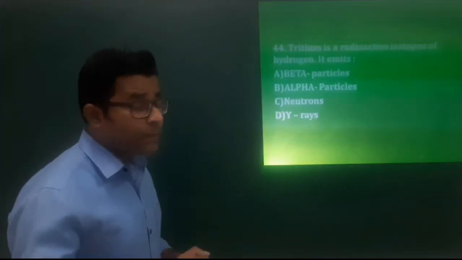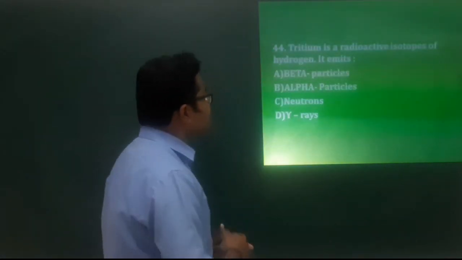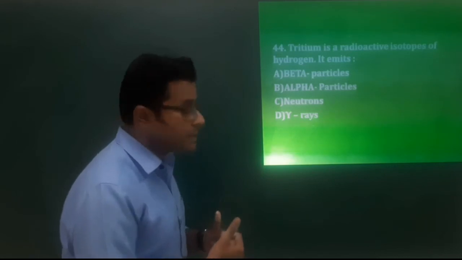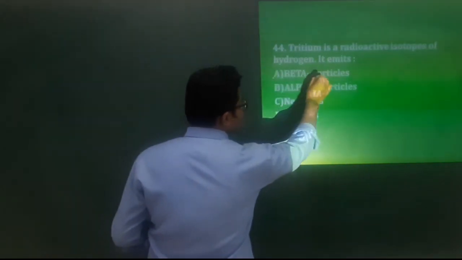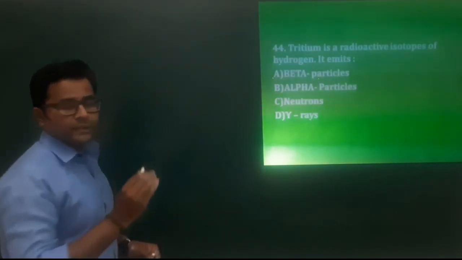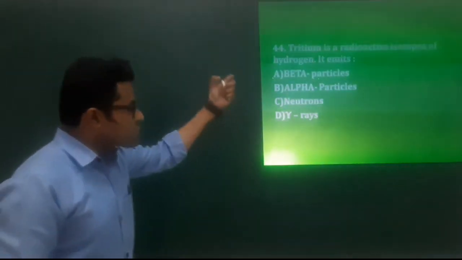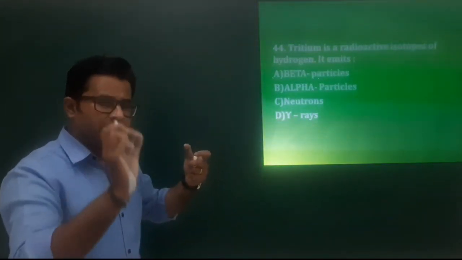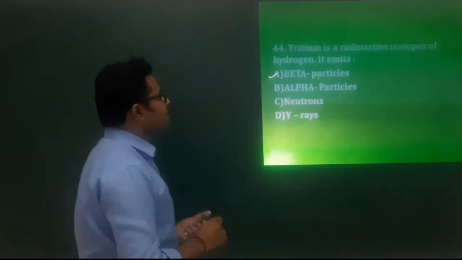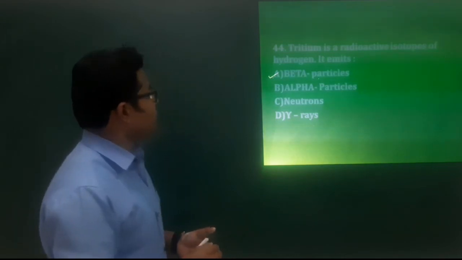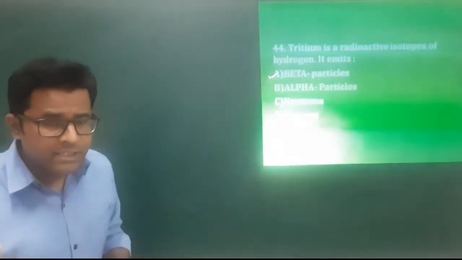Question number 44. Tritium is a radioactive isotope of hydrogen. Yes, it actually emits the beta particles over here. Okay, so the emission of radiation contains beta particles. So remember about tritium, that it is a radioactive material which emits beta particles.